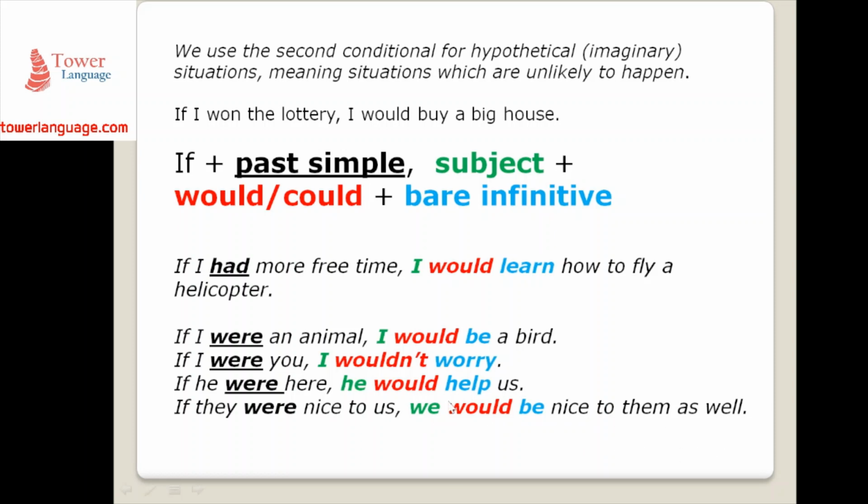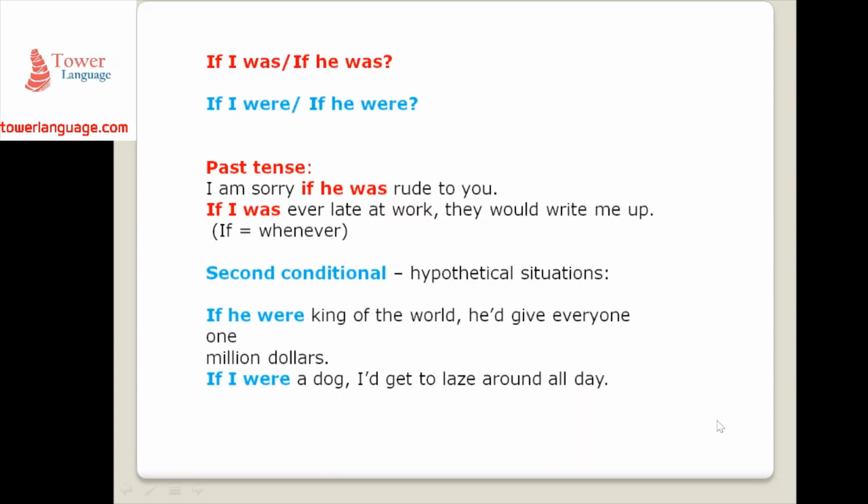You might notice that instead of was, in these first three sentences that I'm showing you, I used were: if I were an animal, but not if I was. And also, if he were here, why didn't I say if he was here? Let me explain why. So, when can we use if I was or if he was, which normally should happen because the verb to be in the past tense is was, as we know.